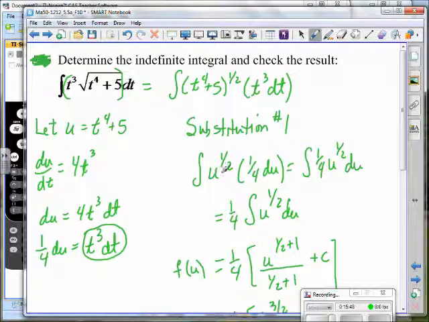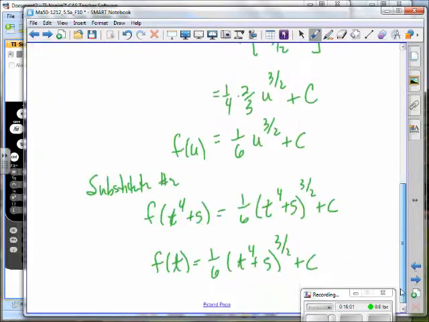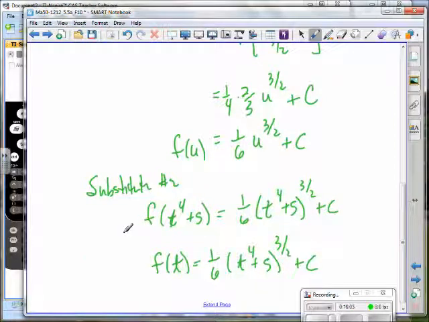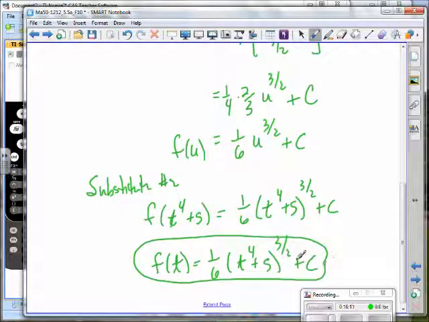So if I make a substitution, in place of t to the fourth plus 5, I put u, and in place of t cubed dt, I put in 1/4 du. I'm on my way. I take the integral of that. But when I get done with that, I have to remember my problem is in terms of t, not in terms of u. So I go back and do a second substitution and come up with my function f of t. Easy stuff.